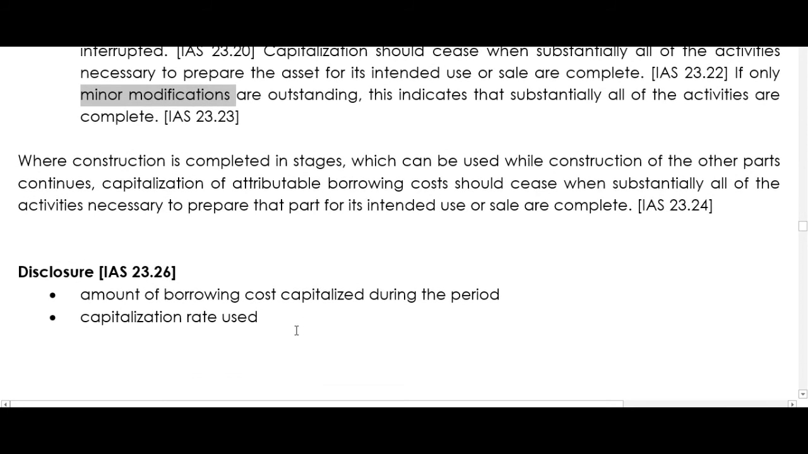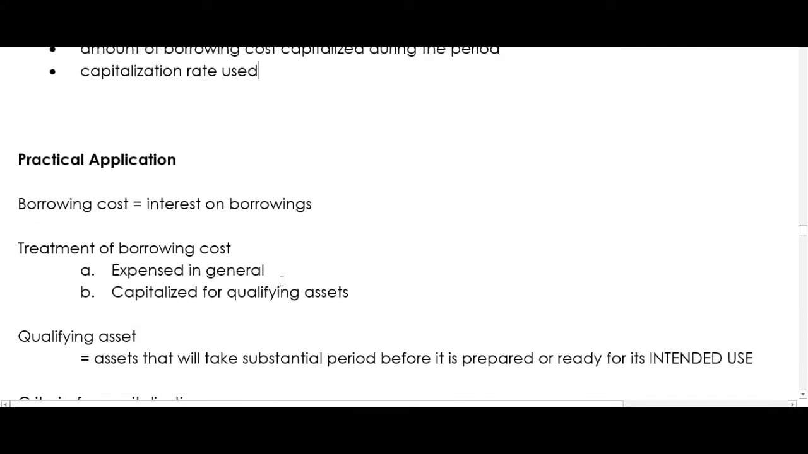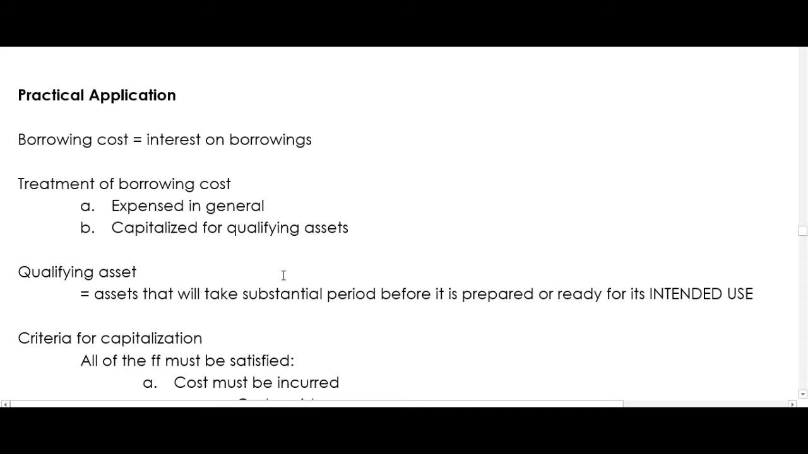Finally, for the disclosures, before we go to the practical application: for the disclosure requirements, the first thing you do is disclose the amount of borrowing cost capitalized during the period and provide the capitalization rate used in your general borrowings. Meaning, just the basic computations related to our borrowings. So, we now go to our practical application. These are our basic formulas or guidelines.